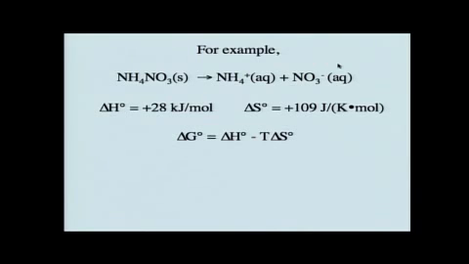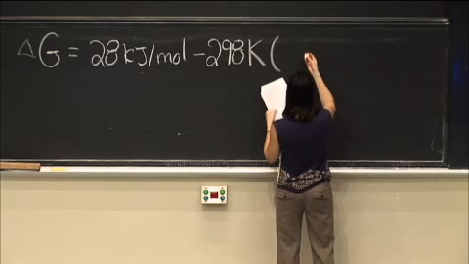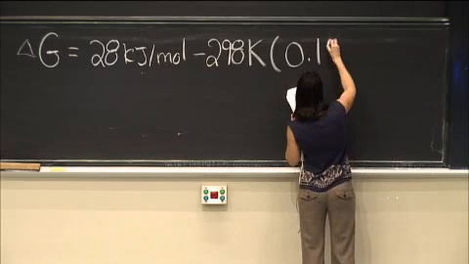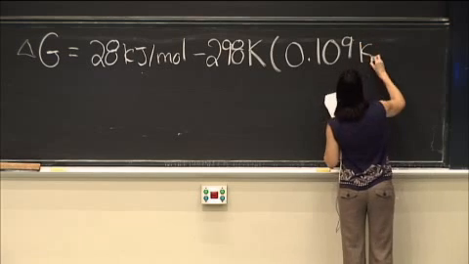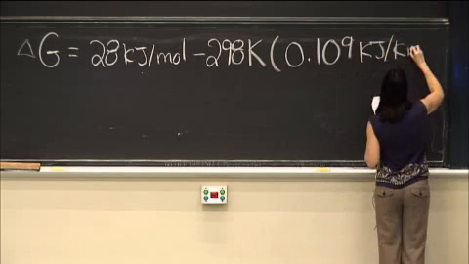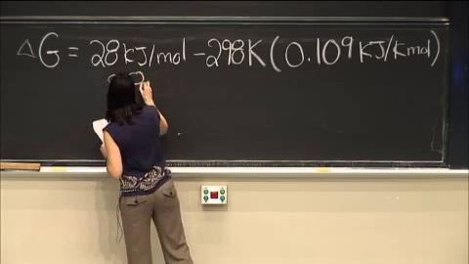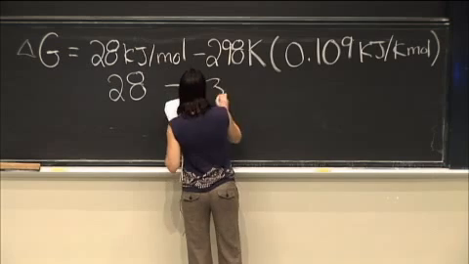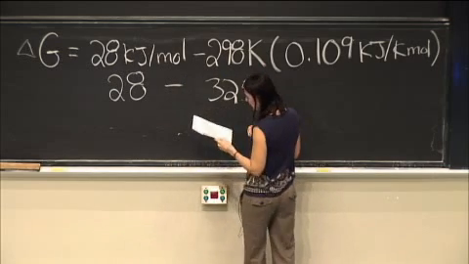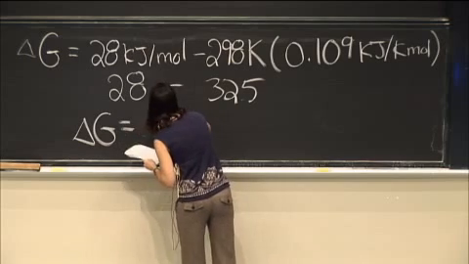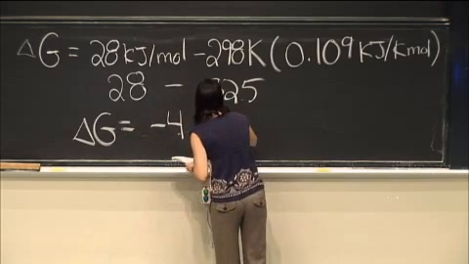I want to point out that entropy tends to be a much smaller value than enthalpy, so it's reported in joules instead of kilojoules. When you solve these problems, it's really important to convert it into kilojoules so that your units work out and you don't get a completely crazy answer. So we want to convert this to 0.109 kilojoules per Kelvin mole. So we can just rewrite this. We have 28 kilojoules per mole. Then this term here will be 32.5 kilojoules per mole. So what we end up with, our delta G for this reaction, is going to be negative 4 kilojoules per mole.